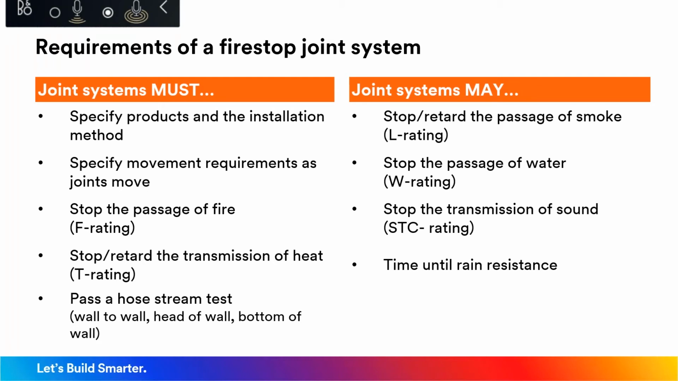Okay, so similarly to our penetrations, joints have to provide an F rating, right? If that wall and that deck is 2-hour rated, the joint between the two that ties the two together needs to be 2-hour rated. We need a T rating to stop and slow down the transfer of heat. It needs to be installed in a manner that's going to pass that hose stream test that you saw.